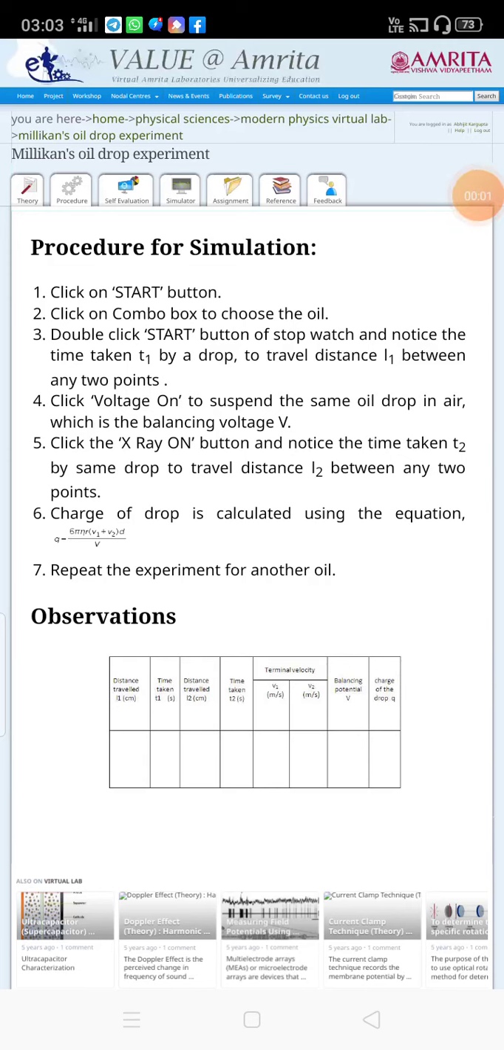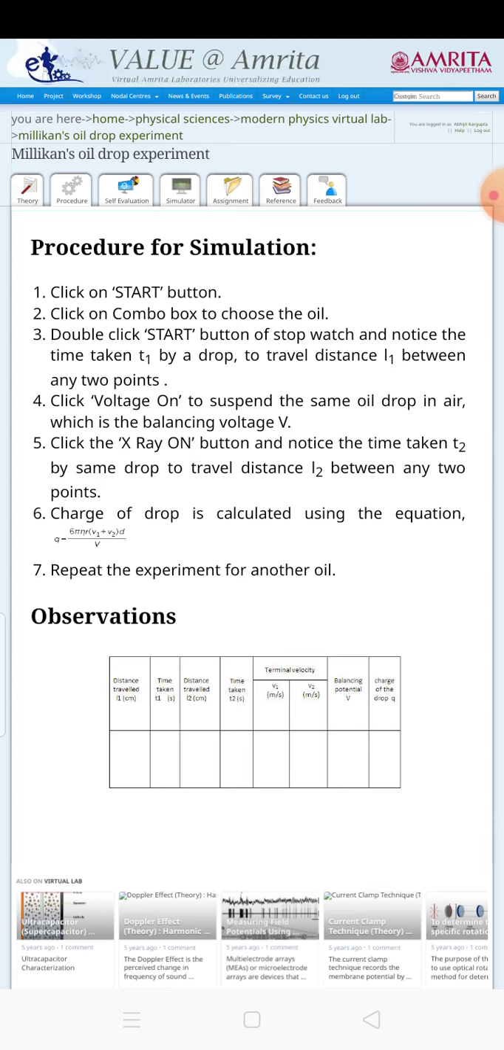Welcome students. We are working on a practical, Millikan's oil drop experiment, using Amrita, and you should know the procedure of the simulation lab first, because this practical will be done in virtual mode. The procedure for the simulation lab is: first click on the start button, click on the combo box to choose the oil, double click on the start button of the stopwatch and note the time T1 taken by a drop to travel distance L1 between any 2 points.